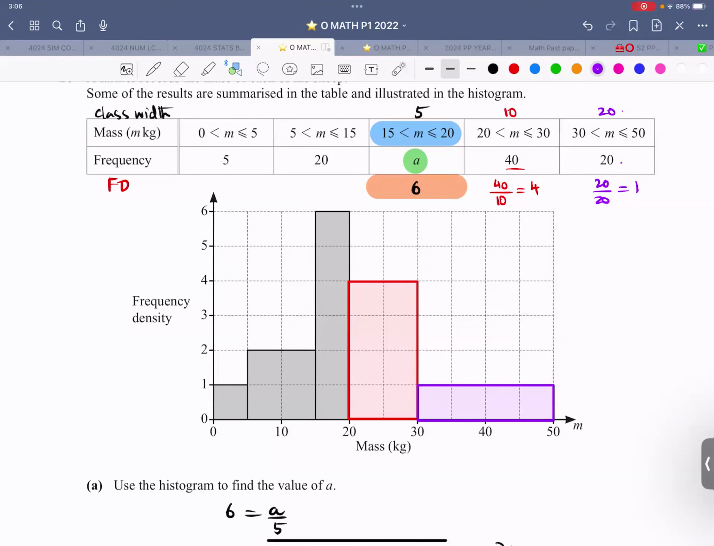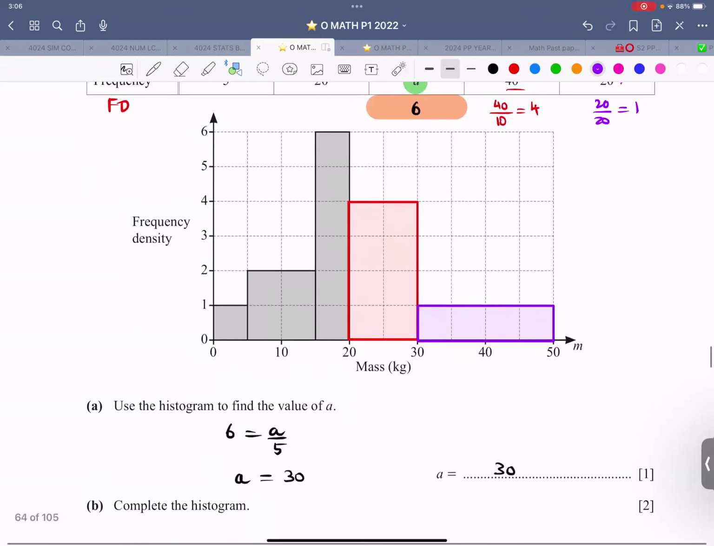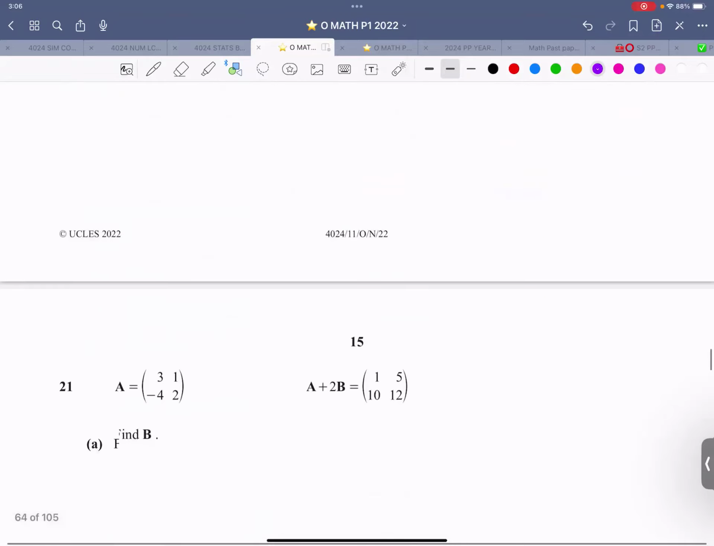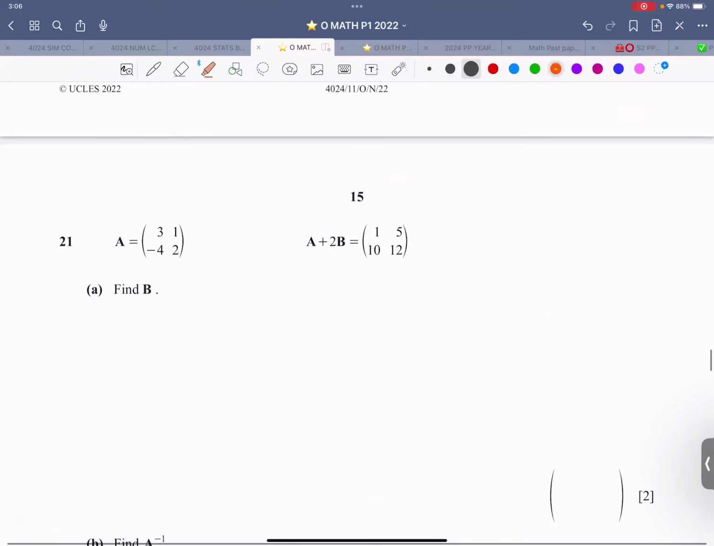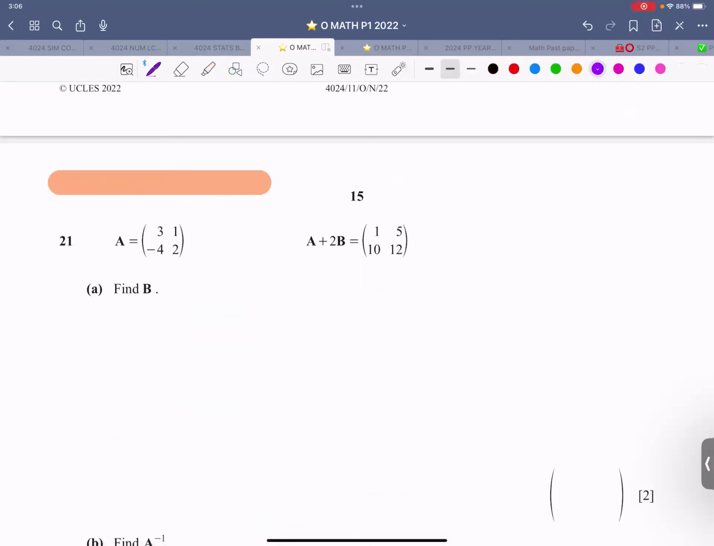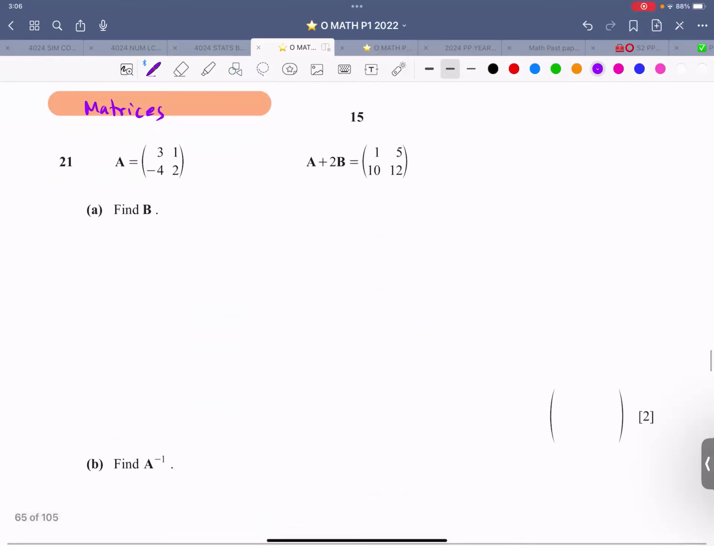So that's how this histogram is completed. Okay. Now question number 21, what is it about? Question number 21, it's about matrices. A is given, B is given, find B.